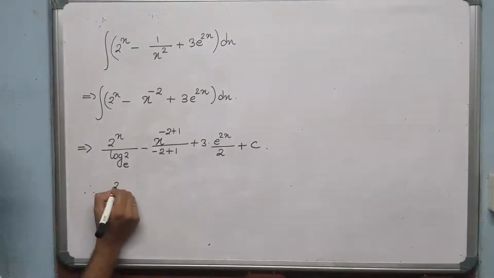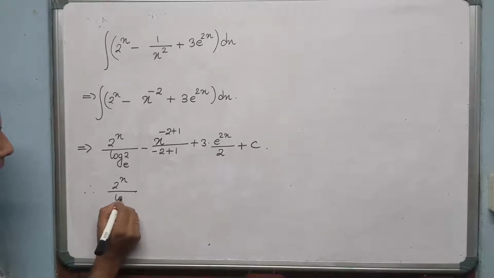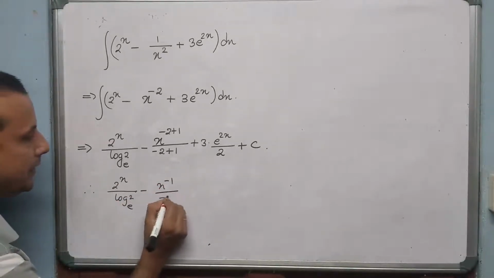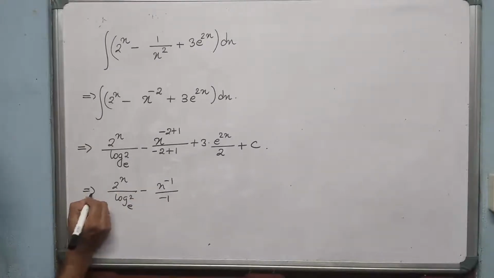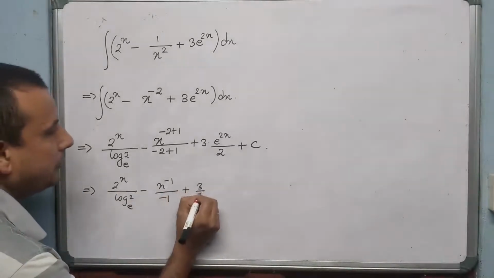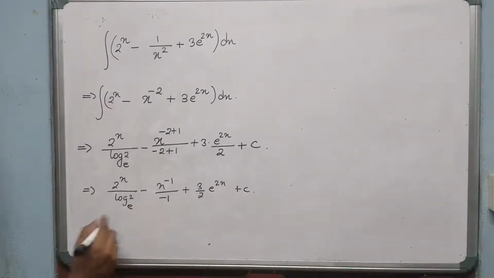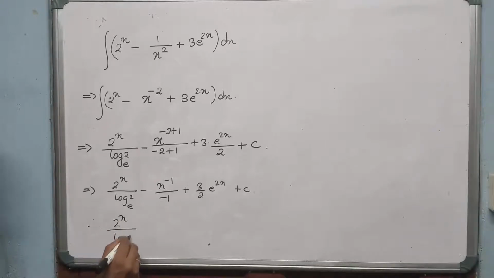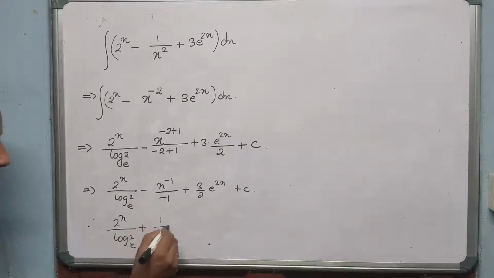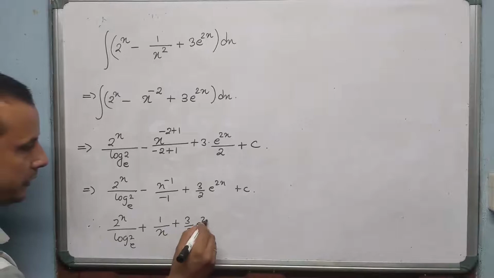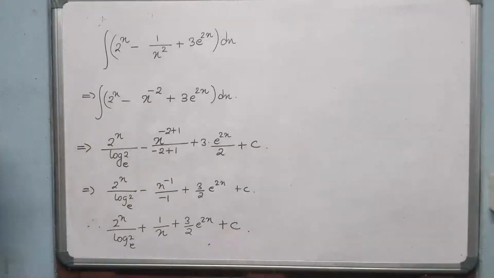So always in integration, you have to divide the integral by the constant, plus c. Therefore, the simplified answer is 2 to the power x over log 2 to the base e, minus x to the power minus 1 over minus 1, plus 3 by 2 e to the power 2x plus c. Now this one also I'm going to simplify. 2 to the power x over log 2 to the base e, minus into minus is plus, again I'll use indices, it is 1 by x, plus 3 by 2 e to the power 2x plus c.